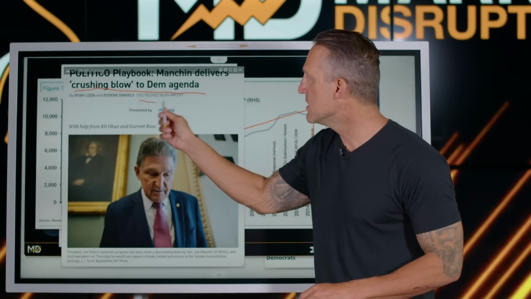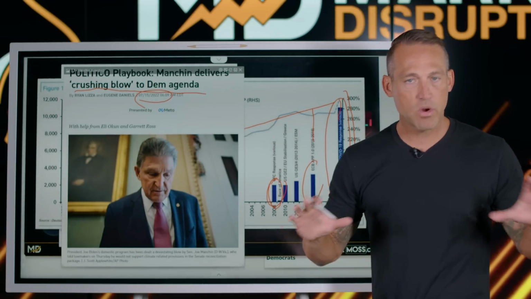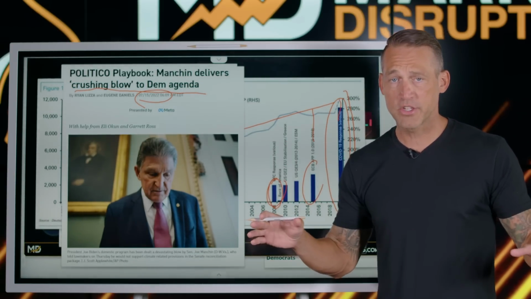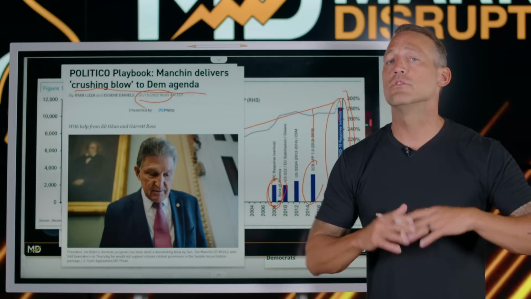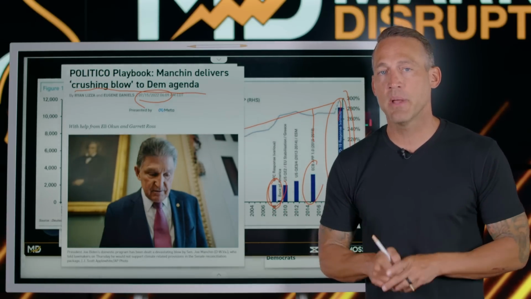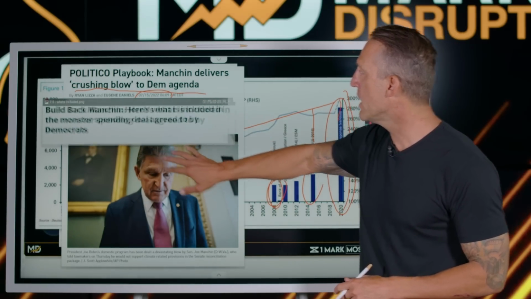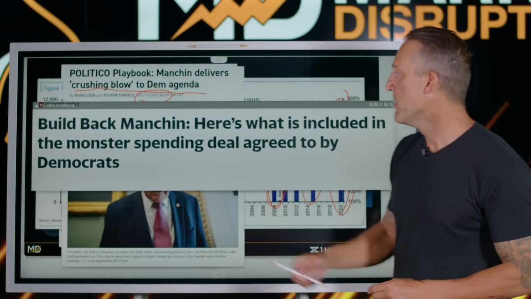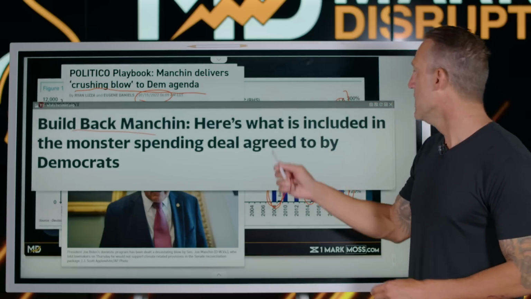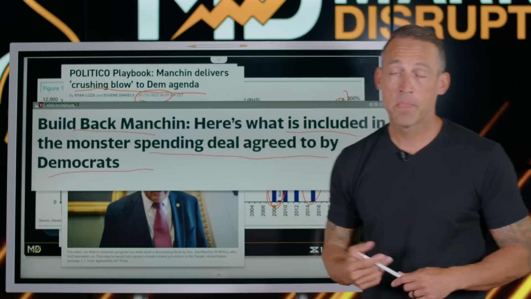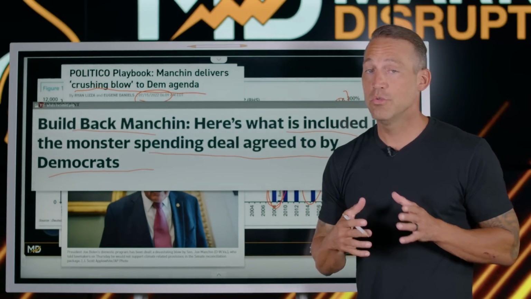This was just on July 15th. So Manchin's like, no, I'm not going along with this. I don't care if I'm a Democrat. These policies have created way too much inflation. The people can't afford food. They can't afford gas. There's no way I'm going to agree to this spending package. Well, that was July 15th. And as of today, time of this recording, Manchin has changed his mind. Now it's Build Back Manchin, he says. Here's what is included in the monster spending deal agreed to by the Democrats. So Manchin caved. Manchin agreed to cast his vote in on Build Back Better. The Green New Deal is back on.